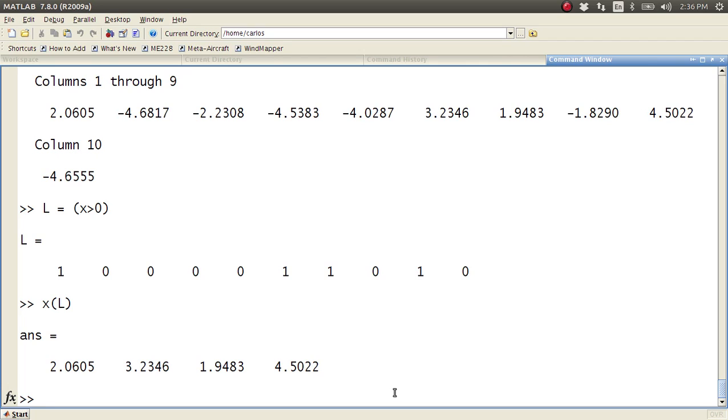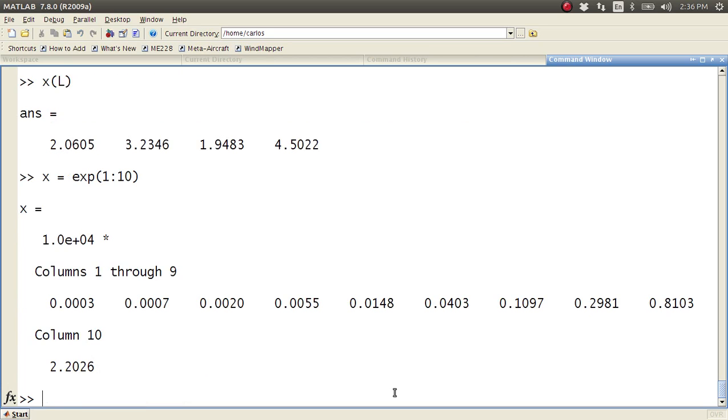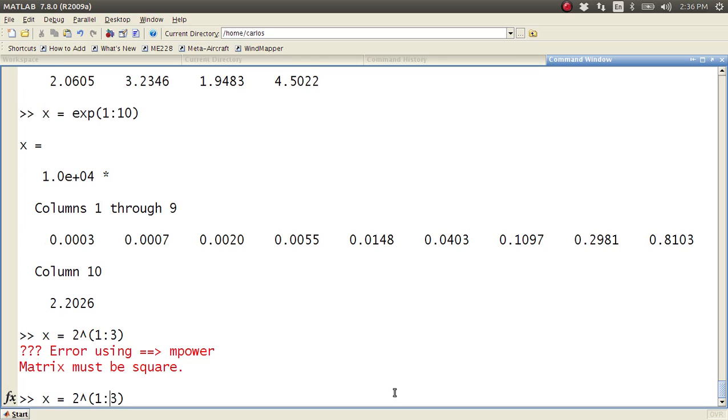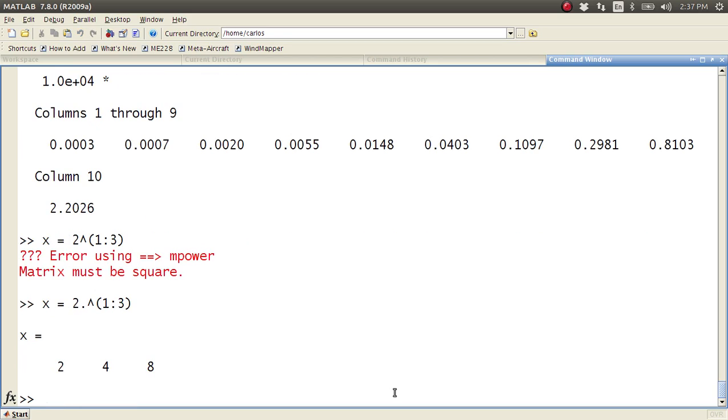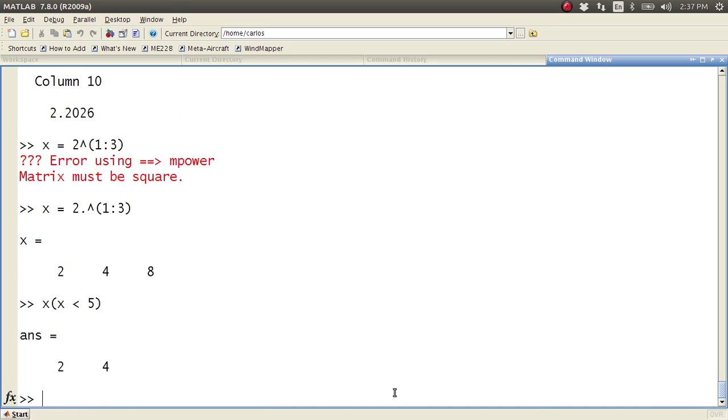Let's say I have x equals, I don't know, exp of 1 to 10, right? And, oh man, that's huge. Let's do 2 raised to the 1 to 3 power, okay? Oh yeah, you need a dot hat here, remember? Okay, so we got 2, 4, 8. And I want x where x is less than 5. Boom. It'll give me all of the numbers that are less than 5. It's pretty powerful stuff when you do that.